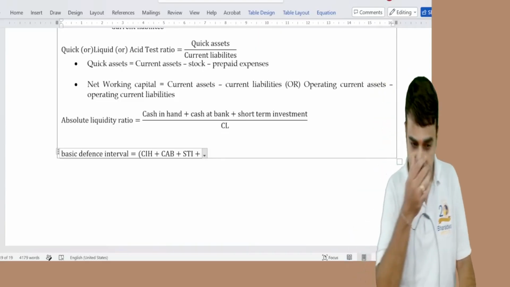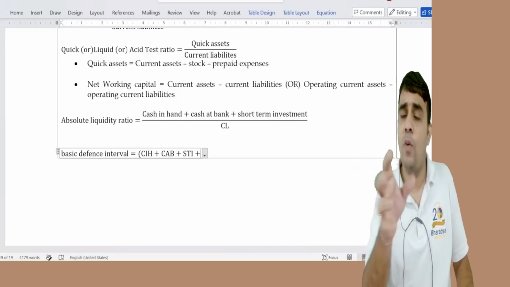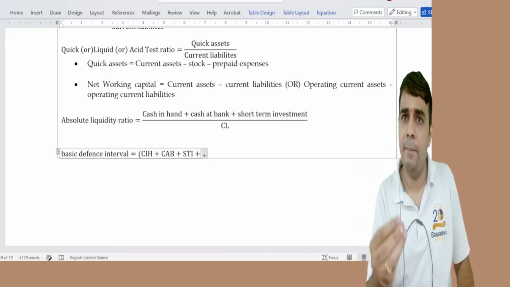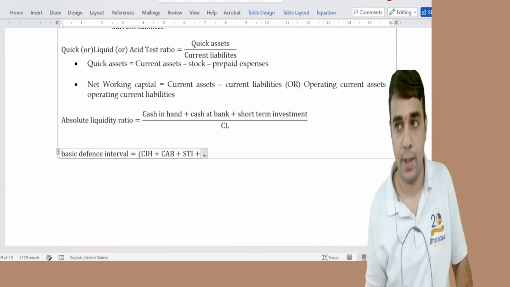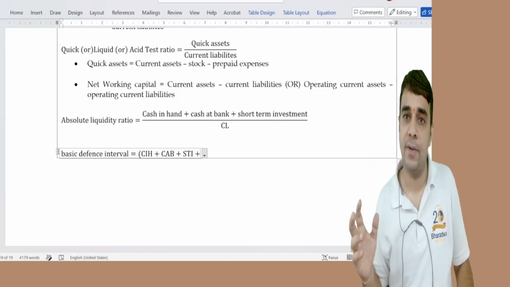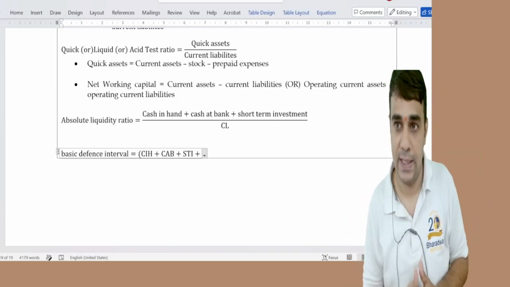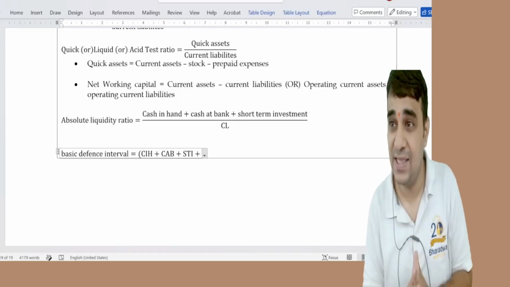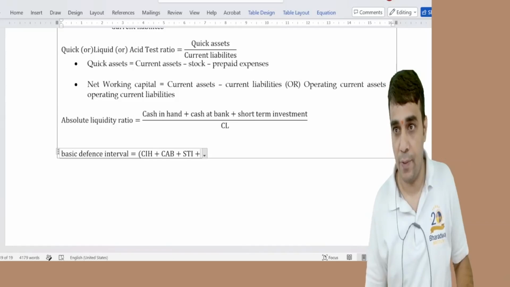Basically, what basic defense interval is saying, going back to COVID times: when COVID happened, suddenly my cash flow stopped in the business. What is cash flow stopping? I'm not able to sell product. If I don't sell product, how will I collect money? So what basic defense interval says is, in case you cannot have any more sales, how many days can you survive? How many days can you survive?